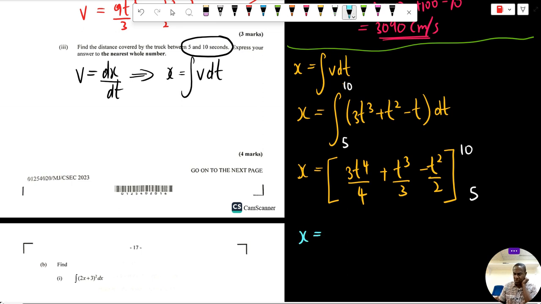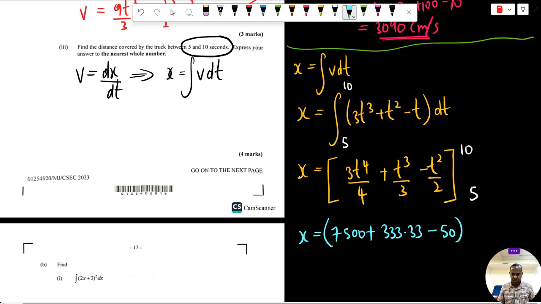So we have x equals, so if we go to our calculators, so we have 3t to the 4th, so that's 10 to the power of 4, right? So 10 to the power of 4. And then, of course, that's 10,000 times 3 divided by 4. That's 7,500 plus 10 cubed over 3. 10 cubed, that's 1,000 divided by 3. That's approximately 333. How many decimal places they said? Or is it to the nearest whole number? But let's just work with 2 decimal places for now. Then we have minus t squared over 2. That's 100 divided by 2, 50.